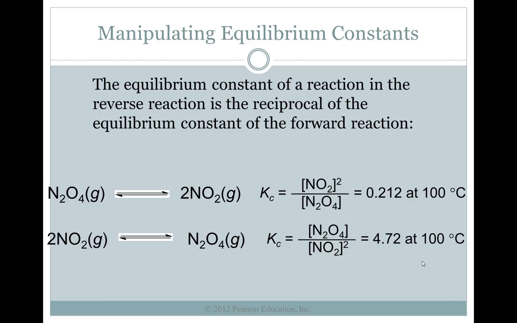So the equilibrium constant of the reverse reaction is a reciprocal of the equilibrium constant of the forward reaction. So the forward reaction, NO2 over N2O4, is 0.212. If we reverse that reaction, N2O4 is on top and NO2 is on the bottom. That's equal to 1 over 0.212.